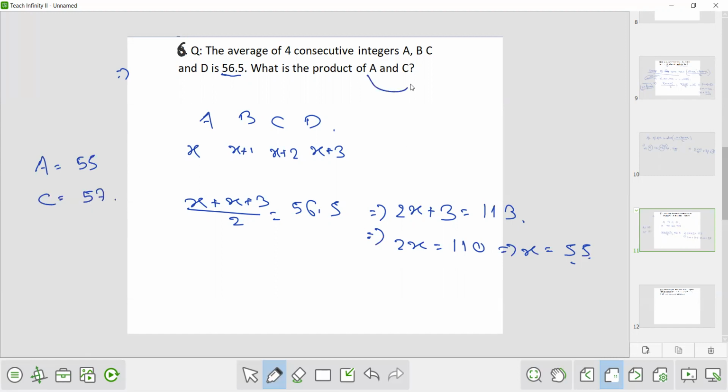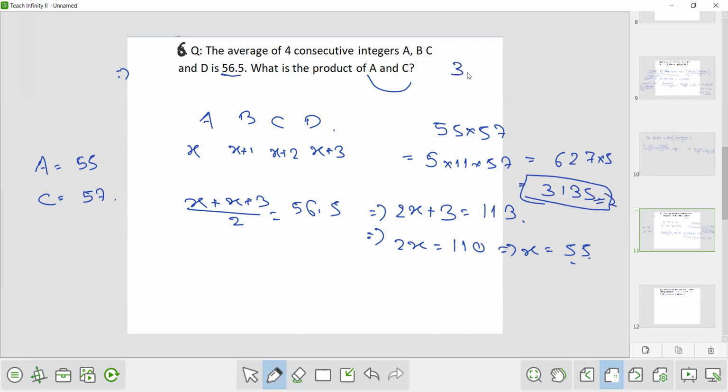So we have to find the product of a and c. How to find the product? Here 55 into 57. Now can we write it as 5 into 11 into 57? Now we know how to multiply any number by 11. So it will become 7, 7 plus 5, 12, 1 carry, 5 and 6. Now 627 into 5. Now we also know how to multiply any number by 5. So just multiply it by 10 and divide it by 2. So it will become 6270. Half of 6270 is 3135. So 55 into 57 is 3135. So 3135 is the answer for this question.